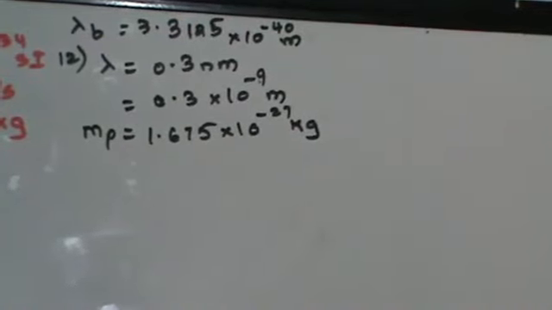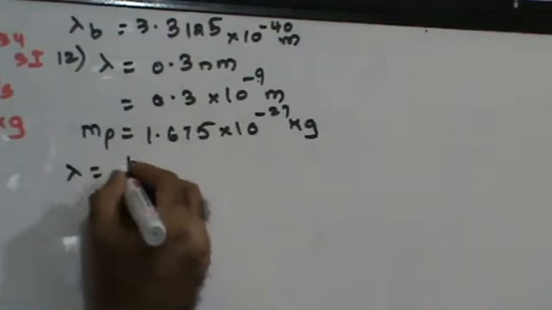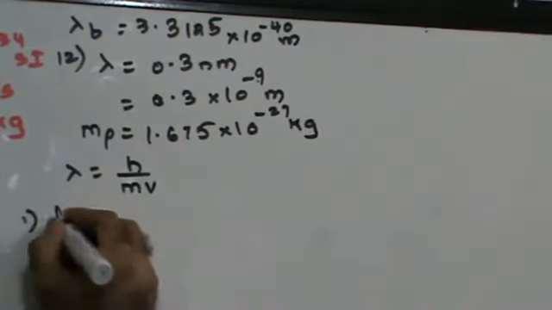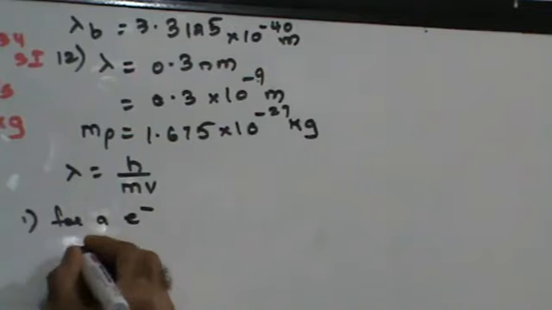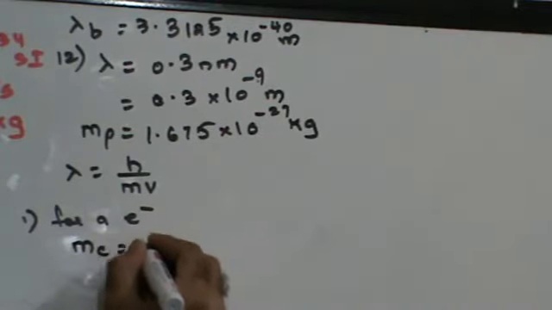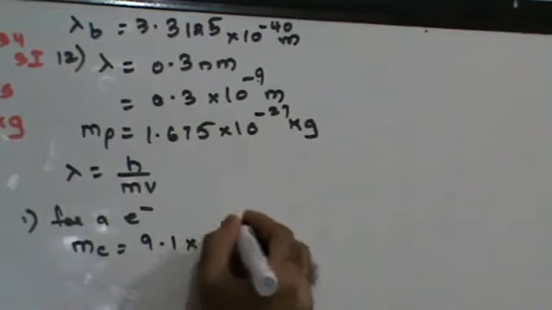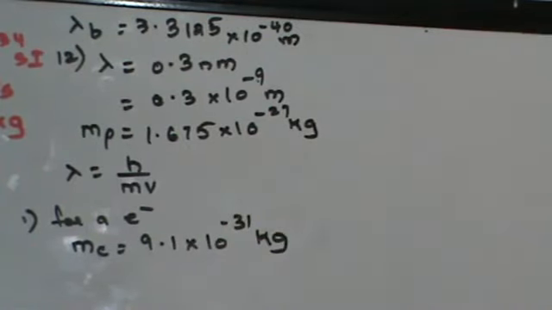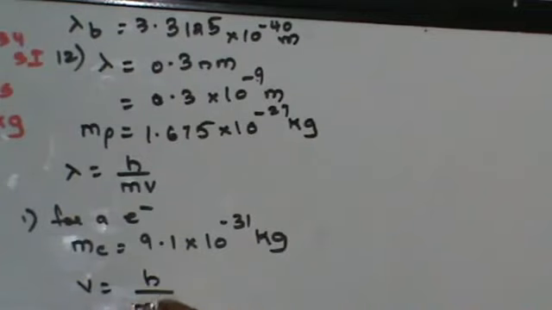Now guys, de Broglie's wavelength is given by the formula h upon mv. First, for an electron we know that the mass of the electron is 9.1 into 10 raised to minus 31 kgs, right? What does it ask me to find out? Velocity. So I can say that velocity is h upon m lambda. Mass of the electron is known to me, lambda is known to me. h is Planck's constant, which is 6.63 into 10 raised to minus 34 SI units. So I should be able to get this answer.